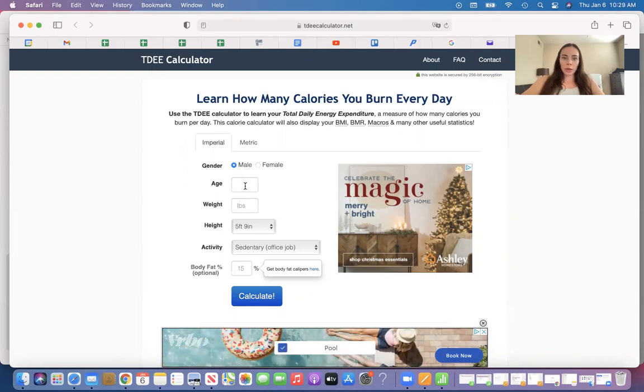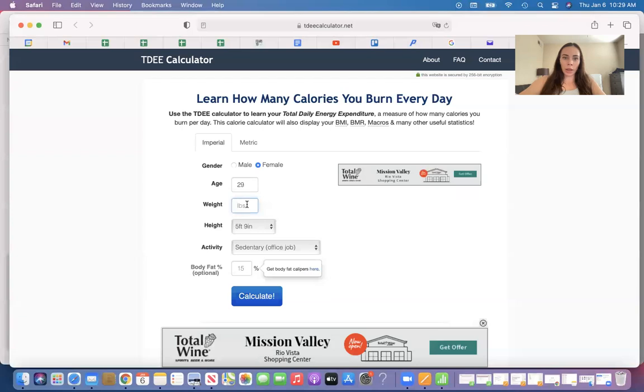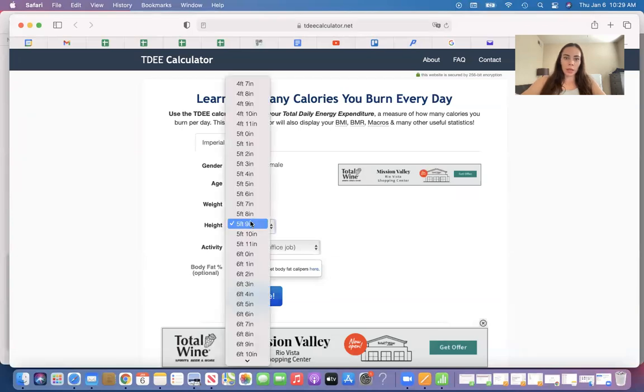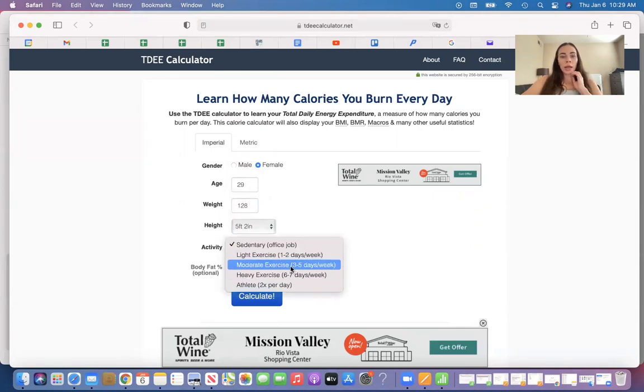So we're going to do my numbers. I am a female. I am 29. I weigh 128. I am 5'2", and I'm going to say that I do moderate exercise. Most people, guys, are going to be light or moderate. Sedentary is going to be like you're not moving at all right now. You're not exercising at all, which you probably are wanting to get into.